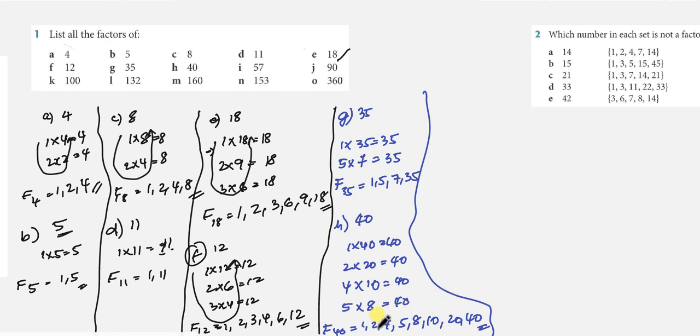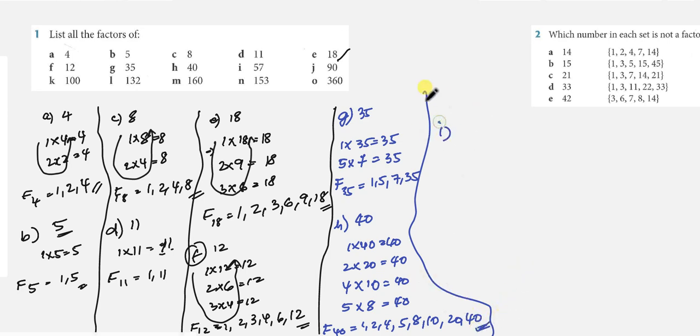So we have 1, 2, 4, 5, 8, 10, 20, and 40. I don't think it's mandatory for you to write all of them. No, just write it. Okay.